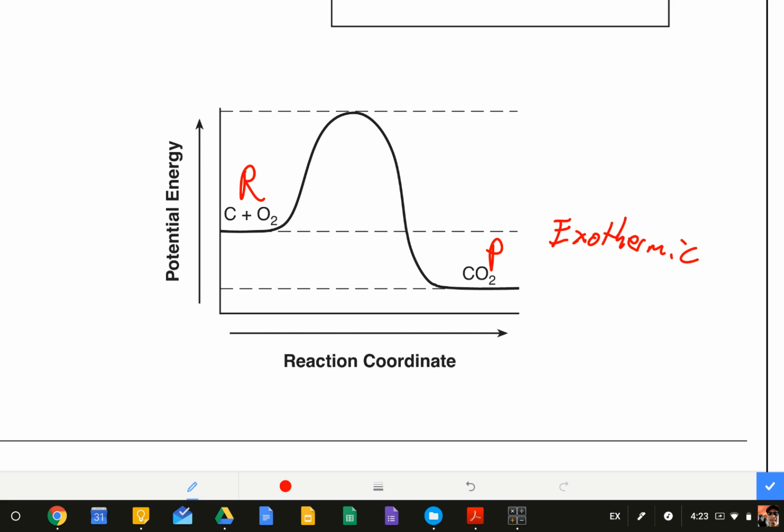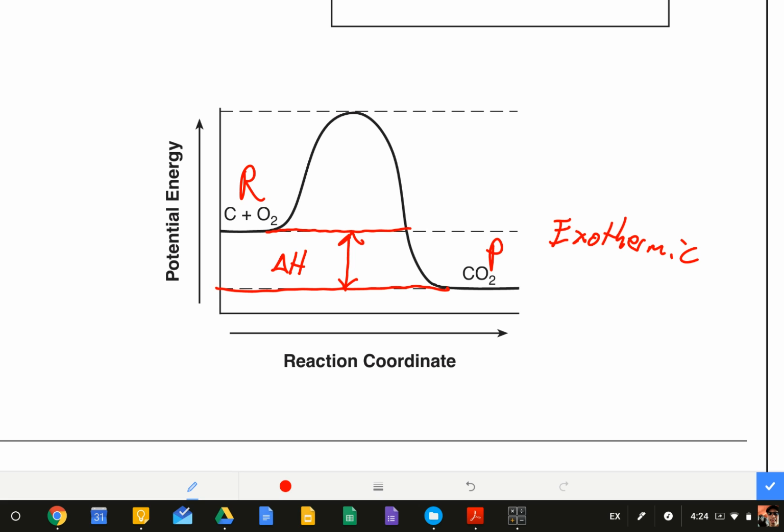But what they asked us to do is draw arrows to show the region that is heat of reaction. That would be from the potential energy of the reactants to the products. So this area here is the heat of reaction. That's the answer.